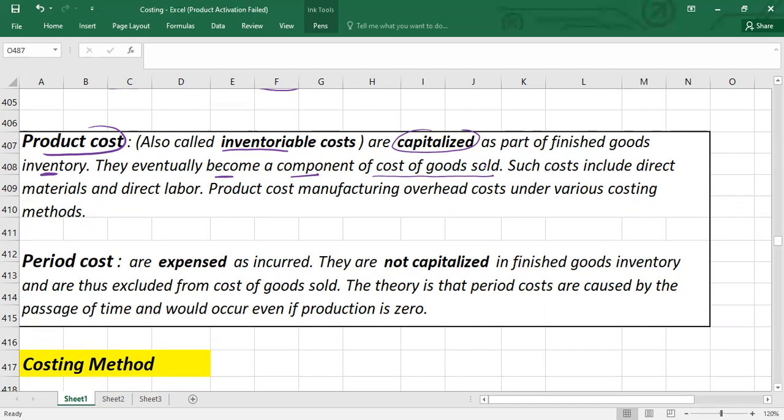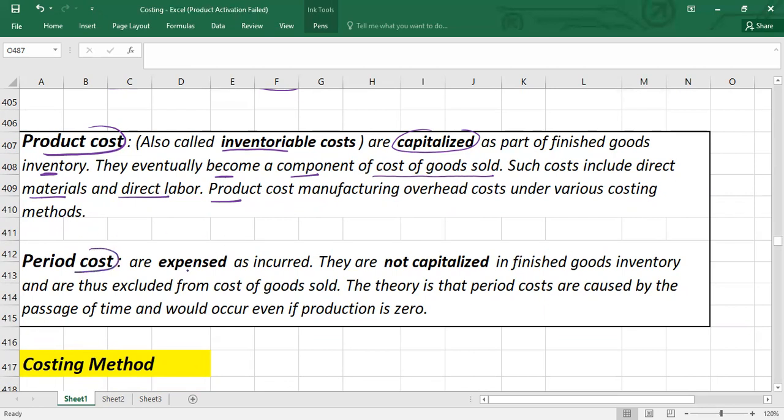Such costs include direct material and direct labor, and might include production overhead, depending upon which costing method you are using. Then we have period cost.